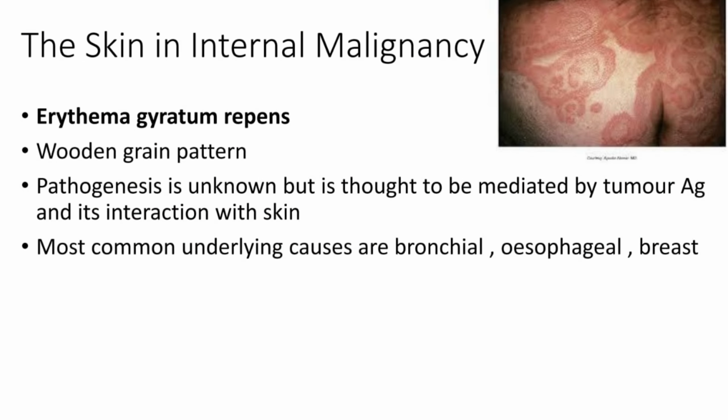This is erythema gyratum repens. This is associated with some malignancy, and these are erythematous patterned plaques in a wooden grain pattern. Some woods, when we cut them, show different designs. Those types of lesions are associated with bronchial, esophageal, breast carcinoma.